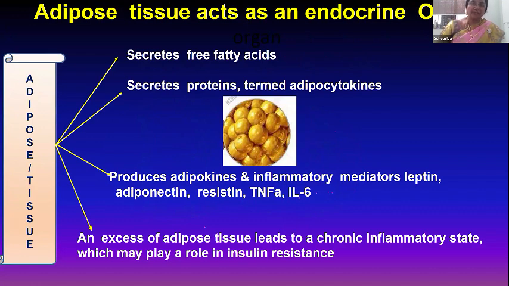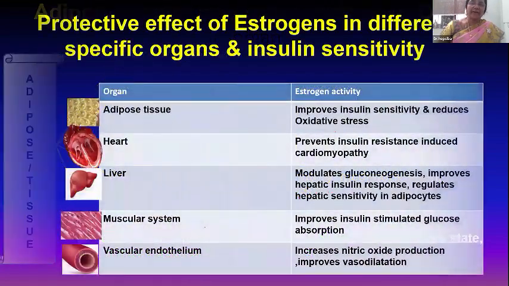Adipose tissue acts as an endocrine organ. It secretes free fatty acids, proteins, adipokines, and inflammatory mediators like leptin, adiponectin, resistin, TNF alpha, and interleukin 6. All this excess adipose tissue leads to chronic inflammation, which plays an important role in insulin resistance. Fat is also involved in energy metabolism and hormonal homeostasis. So it acts as an endocrine organ.